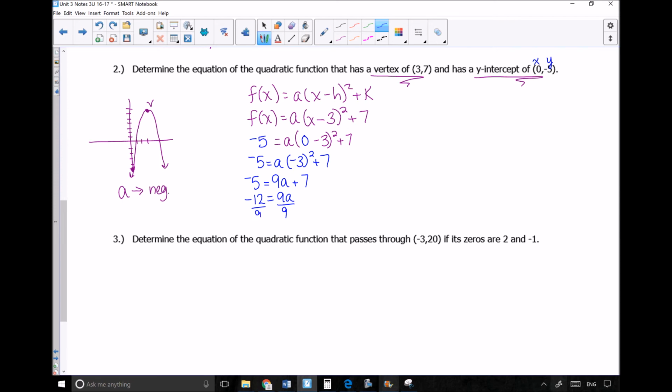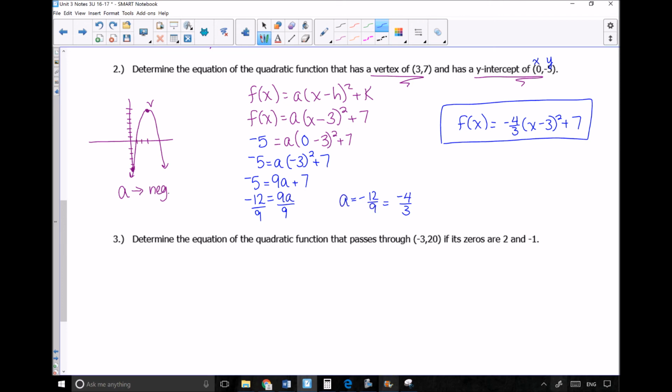Divide both sides by 9, and I end up getting that a equals -12/9, but when I reduce it, I get -4/3. So our a value here is negative, just like we wanted it to be. So therefore, my equation would be f of x equals -4/3 times (x minus 3) squared plus 7.